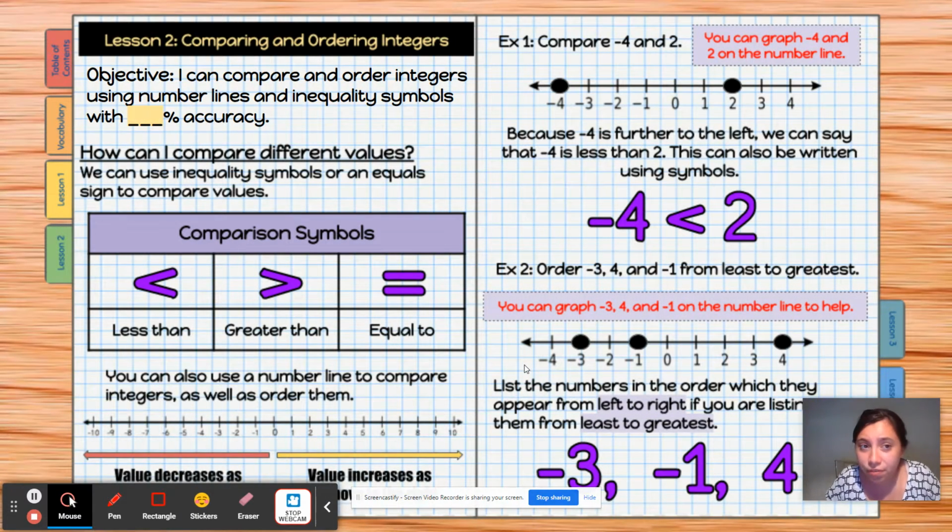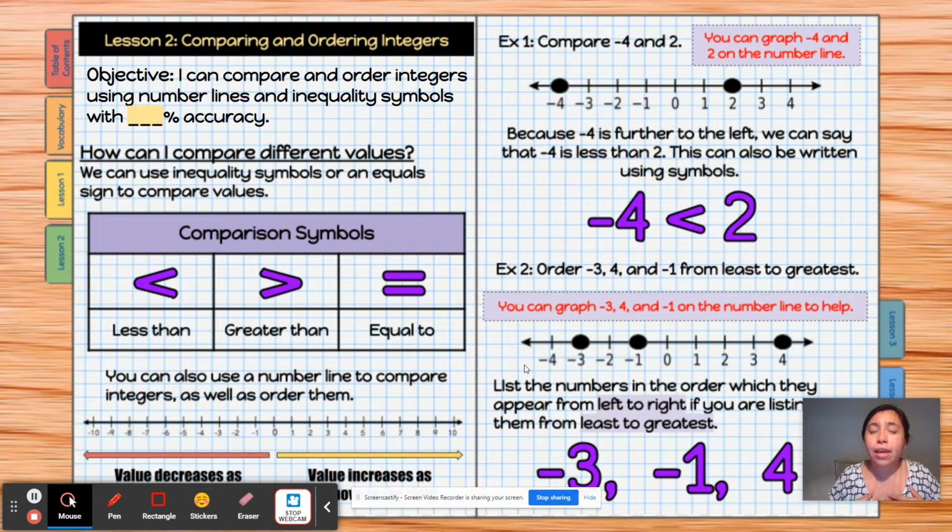So let's review. Our objective for lesson 2 is: I can compare and order integers using number lines and inequality symbols. The accuracy number will go on as we go, but let's just review what this actually means. So how can I compare different values?